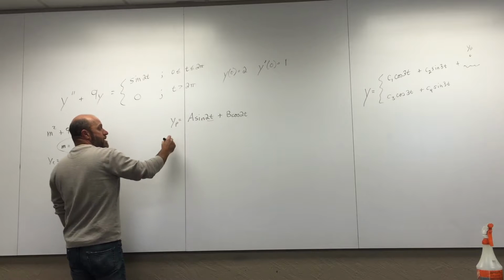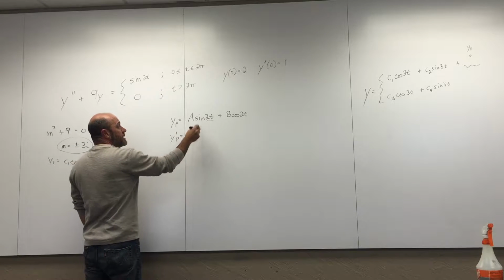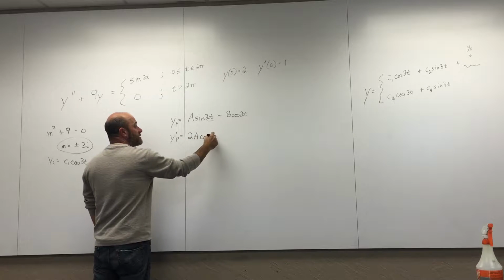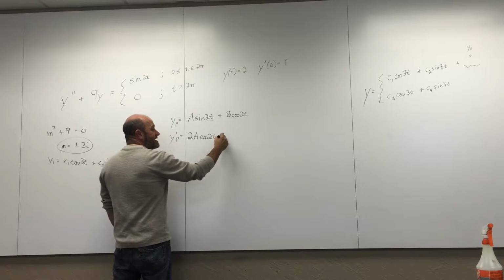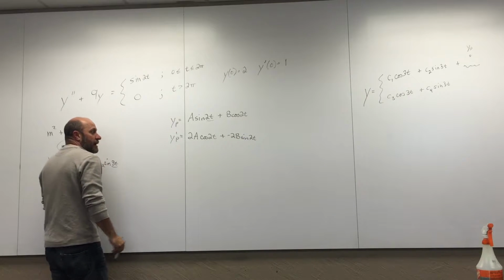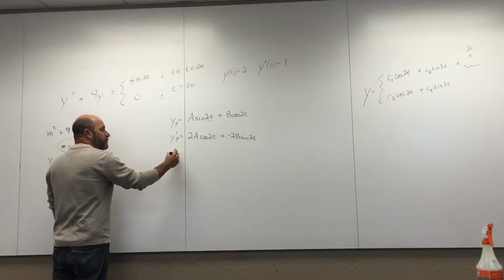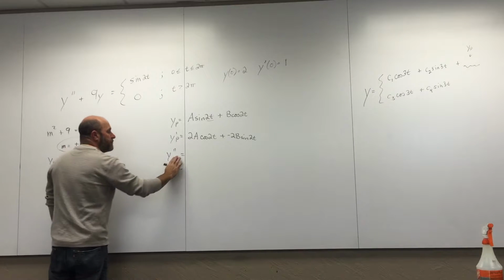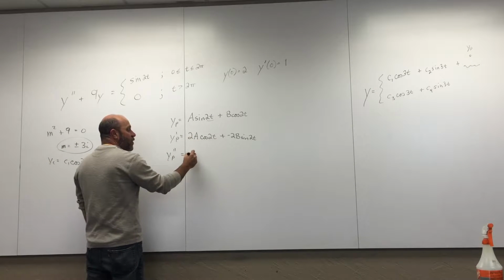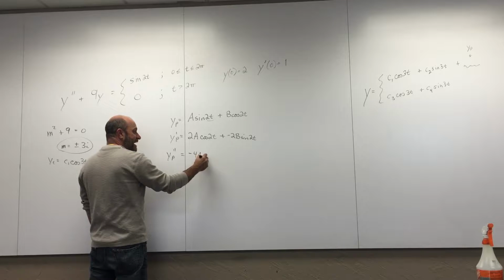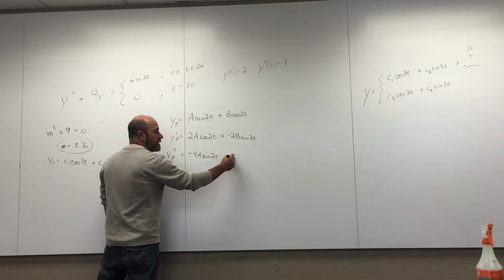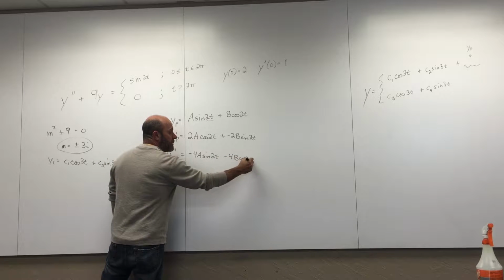Yep. Okay. All right, well then y prime is 2a cosine 2t, you do a derivative like that, negative 2b sine 2t. What I really need is y double prime, subscript p. Negative 4a sine 2t and negative 4b cosine 2t. Okay.